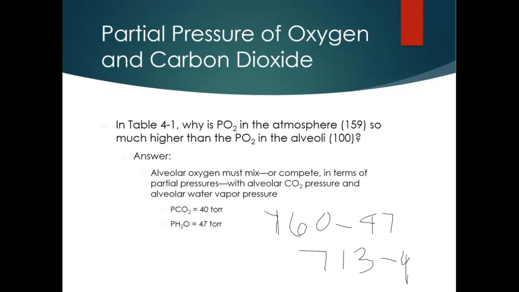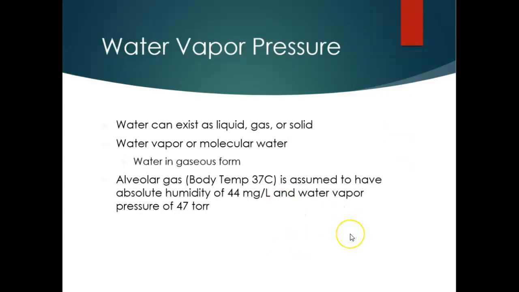713 minus 40 is 673, and that gives you closer to 100. Okay, so we're going to see this in action when we go to that alveolar partial pressure of oxygen, oxygen tension calculation a little bit later on.